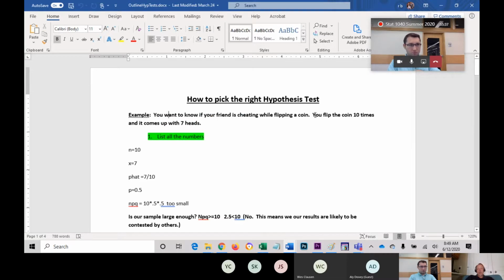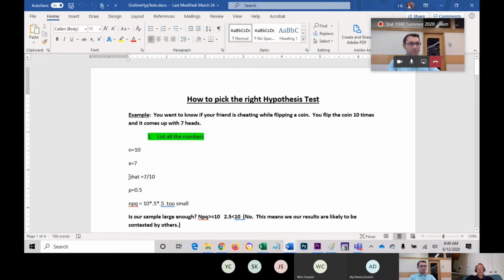You flip the coin 10 times, so your n is going to be 10. Your sample size is 10, which already we know, hey, that seems a little bit too small. Comes up 7 heads, so your x is 7. So your p-hat is going to be 7 divided by 10, which is 7/10. Okay?